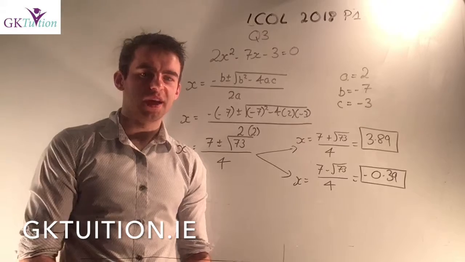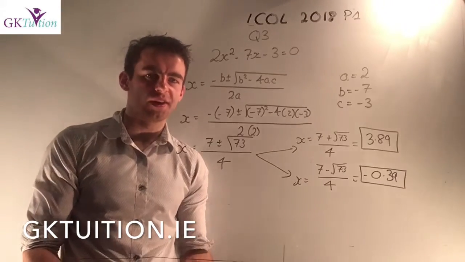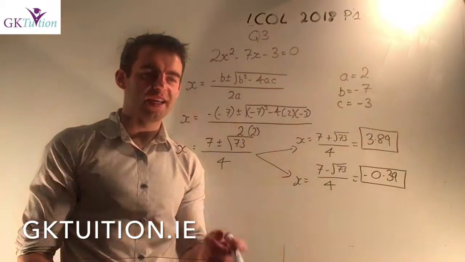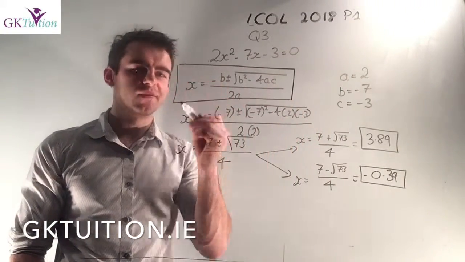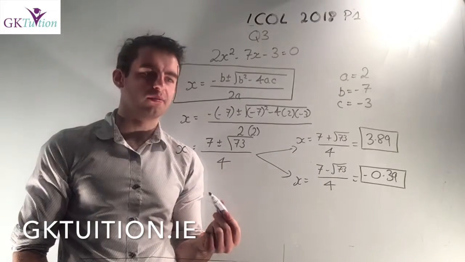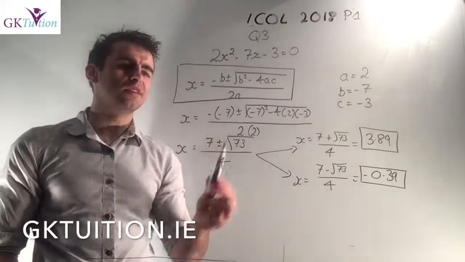Now you should realize that when they ask you to leave it to 2 decimal places, or if they ask you to leave it in surd form, it's a hint that you should be using the minus b formula, because you're never going to be able to get the factors in your head if the answer is to 2 decimal places. Your minus b formula is in your log tables.